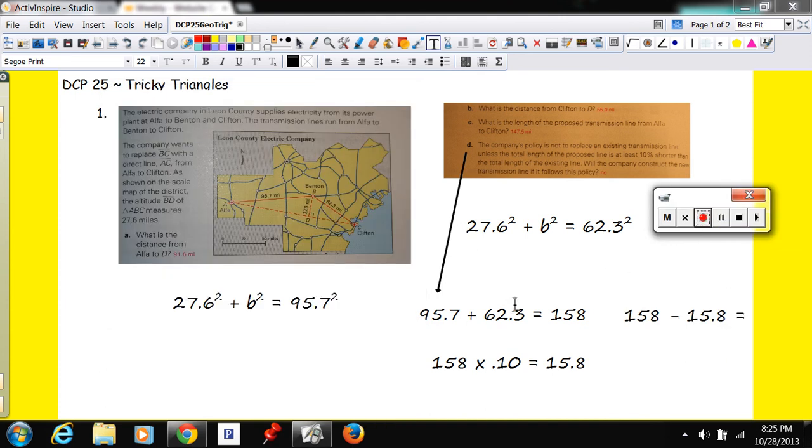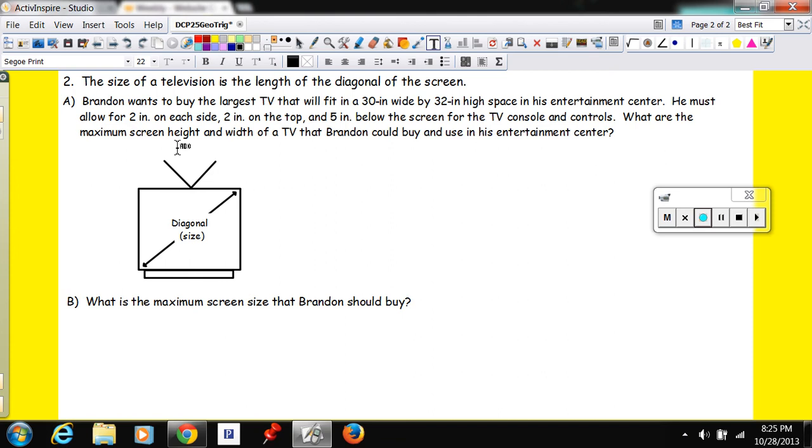All right, so make sure you show all the work for these, put the numbers underneath and all that stuff. Let's go to the second part of 25, and it's about a television set. When they say a 60-inch screen, that means it's 60 inches diagonally. That's the measurement they use, the diagonal measurement. So he wants to buy the largest TV that will fit in a 30-inch wide by 32-inch high space in his entertainment center.